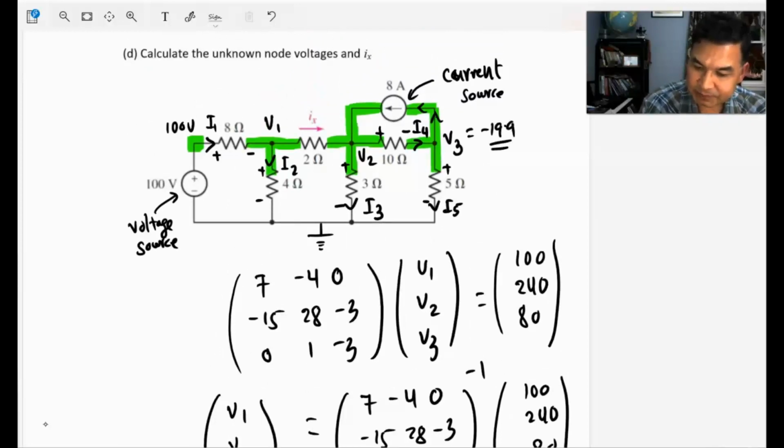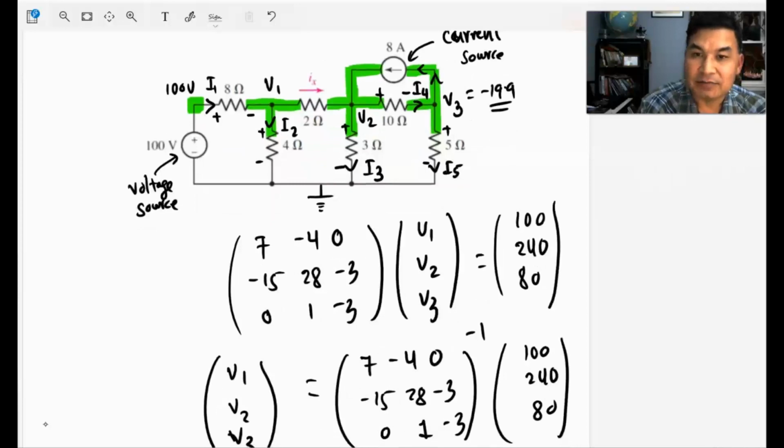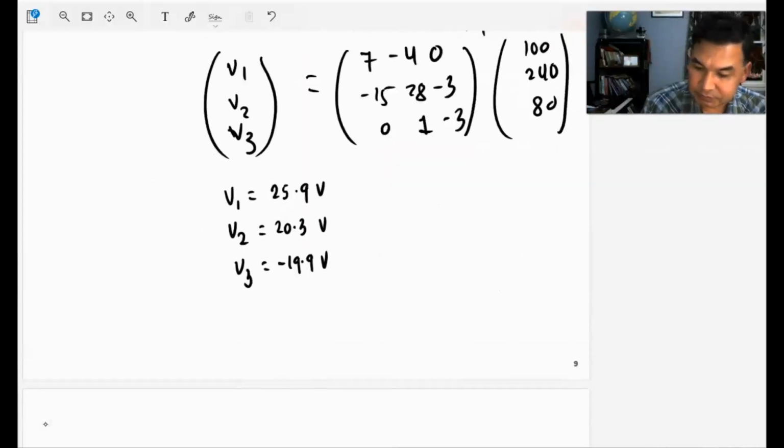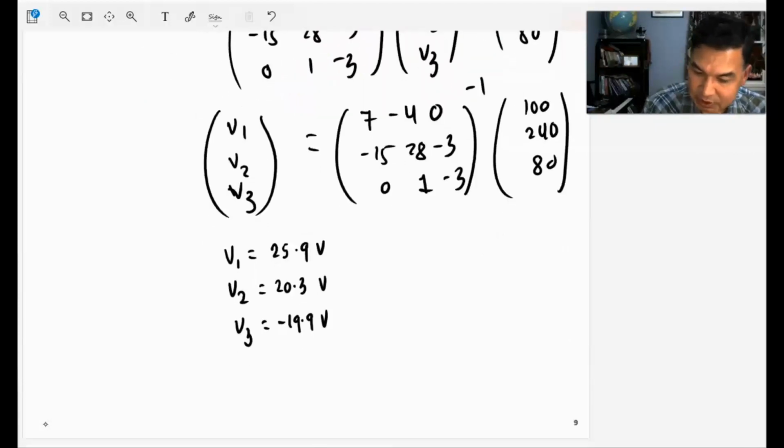That simply means the direction of the current I5 is not this way. The actual direction of the current is upward, from here to here. That's the meaning of V3 as negative 19.9 volts. Okay, and that's fine. If you choose the wrong direction of the current, you're still fine. You'll end up with negative current or negative voltage. Okay, so these are the unknown voltages that it wants us to solve.